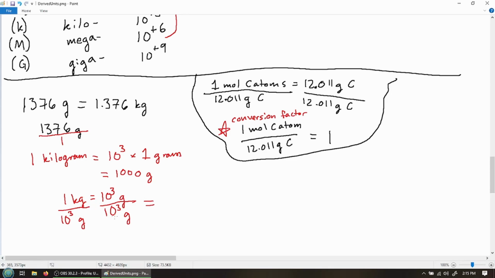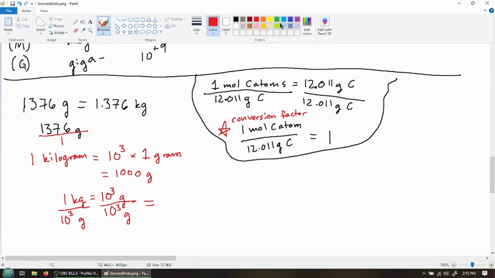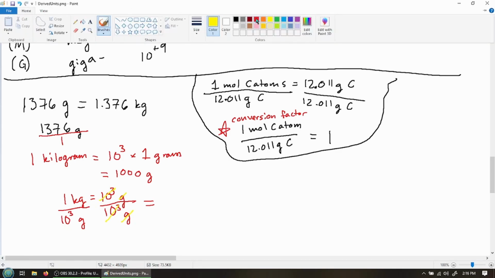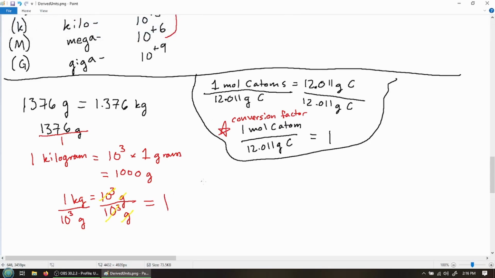And so these will cancel in our conversion factor. I'll switch colors here real quick. So this gram cancels with this gram, this 1,000 cancels with this 1,000, and we're left with just 1. So what we can say is that we have a conversion factor that says 1 kilogram per 10 to the third grams equals 1. And we can multiply any amount of mass by this factor without changing the amount of mass that we're talking about, because these two are actually exactly equal. If you divide one by the other, you get 1. So let's see that in action.